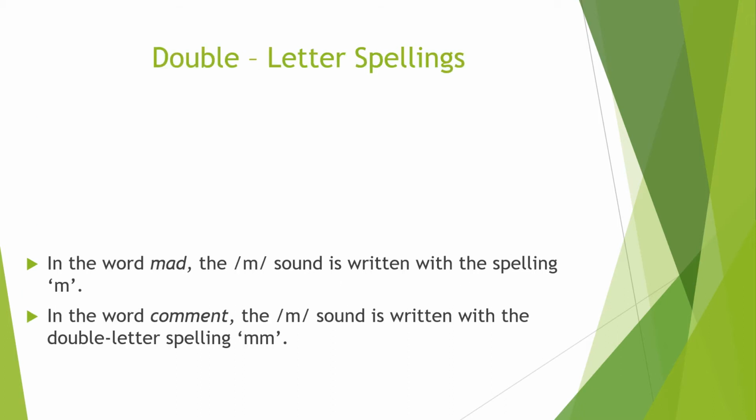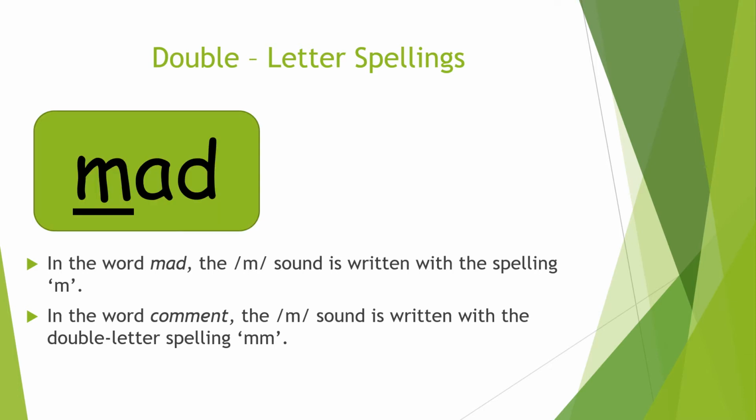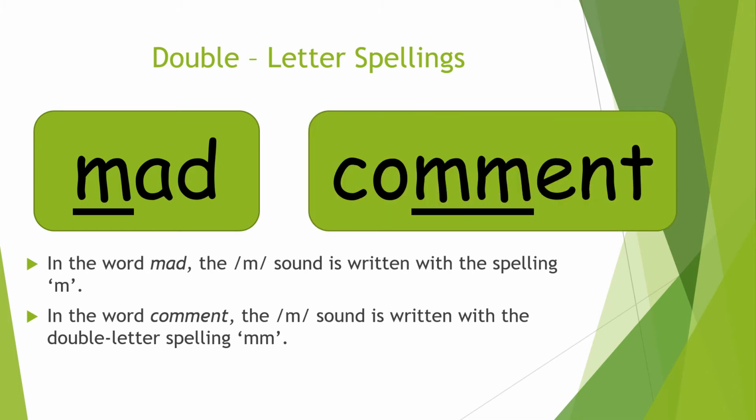Let's take a look at one more. Look at this word. This is the word mad. The sound in the word mad is written with the spelling M, with just one M. Take a look at this word. That's a huge word. That word is comment. The sound in the word comment is written with the double letter spelling MM. Even though there are two M's, you only hear the sound once. Listen, comment.